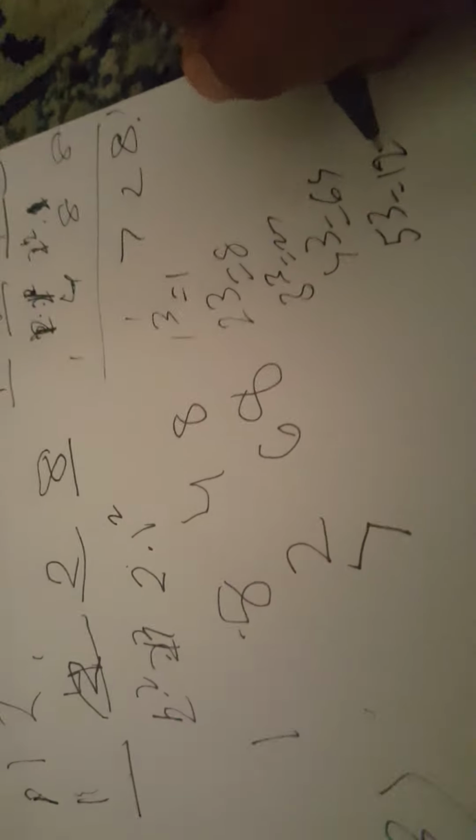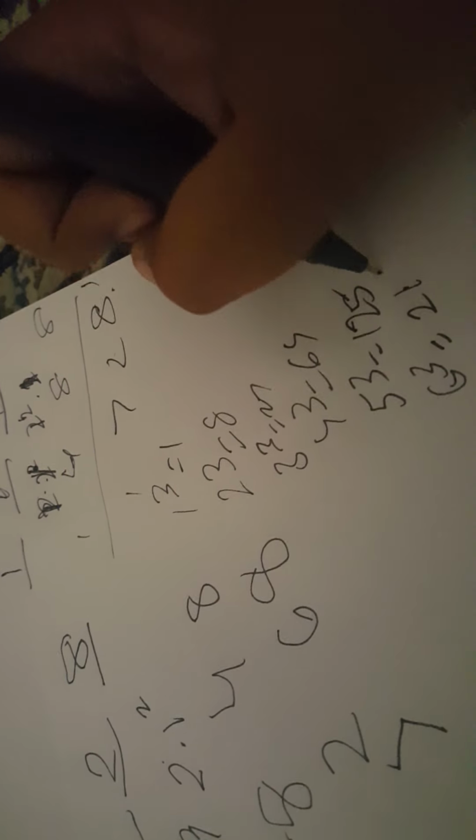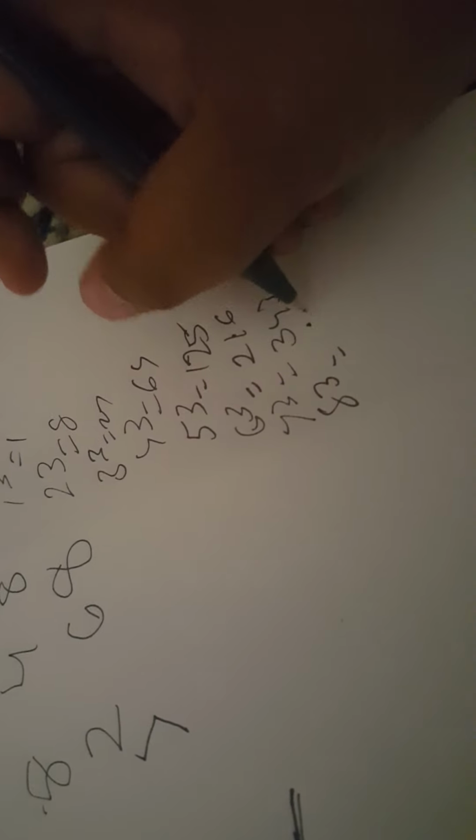1 cubed is 1, 2 cubed is 8, 3 cubed is 27, 4 cubed is 64, 5 cubed is 125, 6 cubed, what is it? 216, 343. What is it? For a second, I'm forgetting.